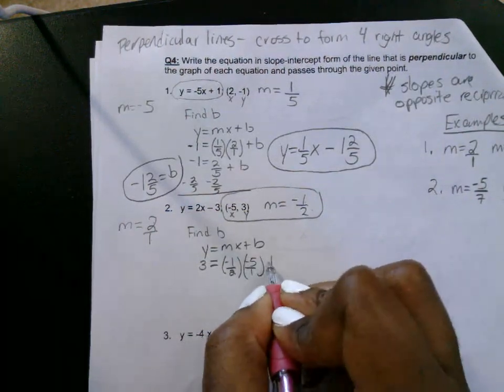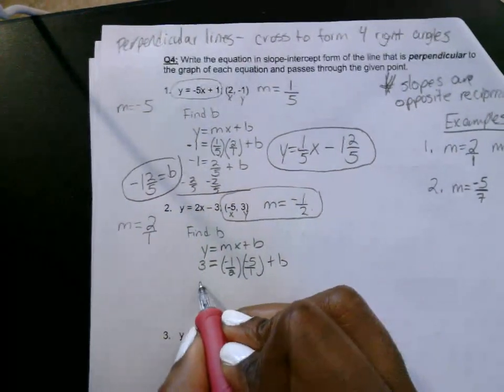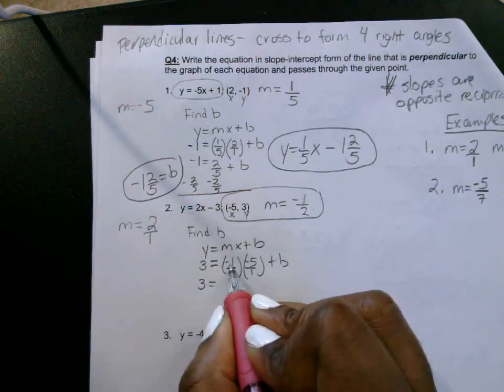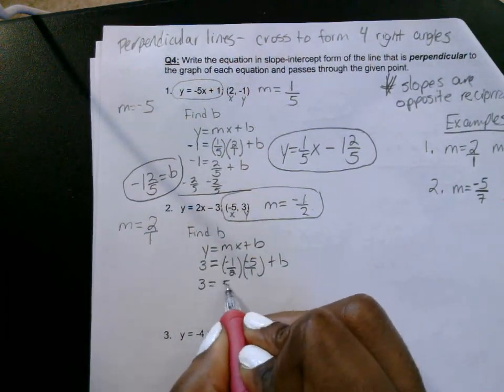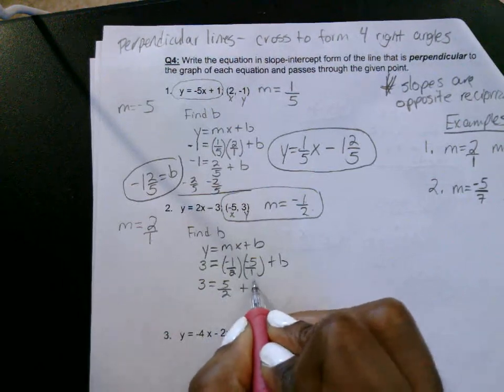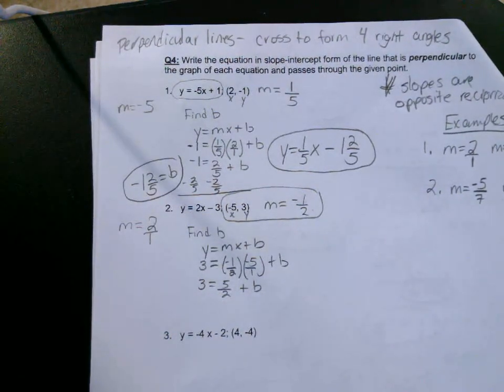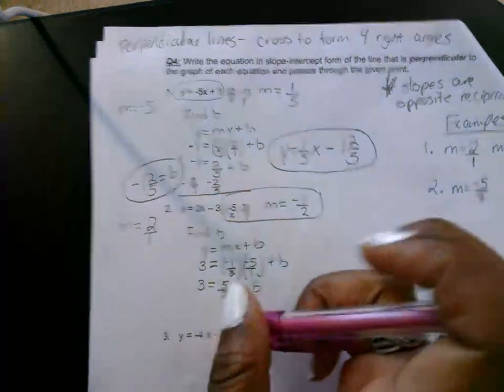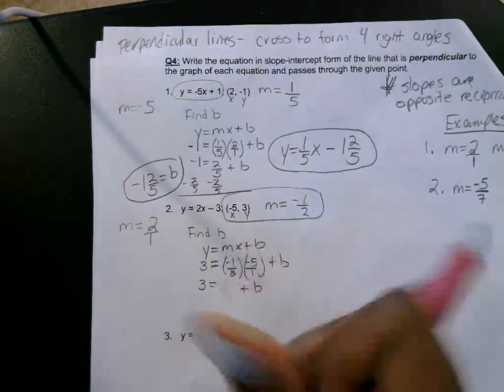-5/1 plus b. So this is going to give me 3. This gives me +5/2 plus b. Any questions about that? Okay. If it's easier for you to write it as a fraction, you can do that. What's 5 divided by 2? What's 5 cut in half? 2.5.